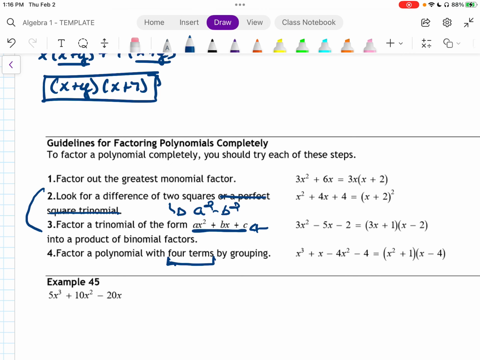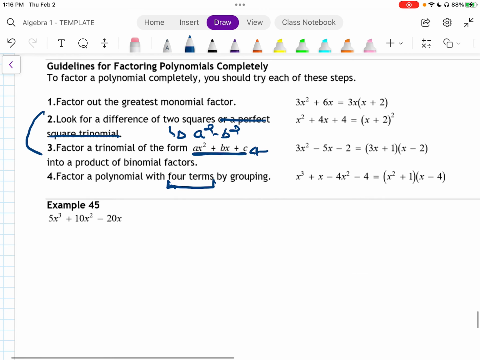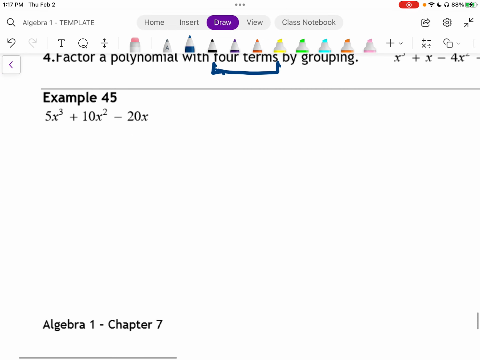All right, 45. Looking at our rules, rule number 1 is to factor out the greatest monomial. And here we actually can do that. We see that all 3 pieces have an x, so we can pull out an x, and then also all 3 pieces are multiples of 5, so we can pull out a 5. That'll leave us with x squared plus 2x minus 4.